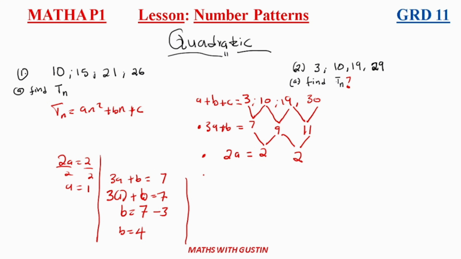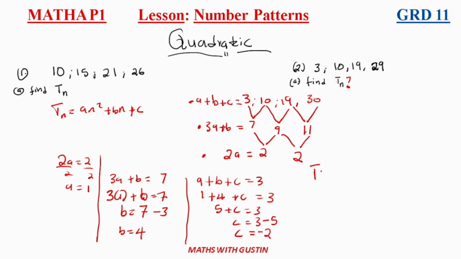And then we continue with the last one here, which is a plus b plus c, it's equal to 3. Then we substitute the value of a, which is 1, the value of b, which is 4, plus c, which is what we are looking for in this case, and then 4 plus 1 will give us 5, plus c is equal to 3. Therefore c is going to be equal to 3, and then we take 5 to the other side. Therefore c is equal to negative 2.